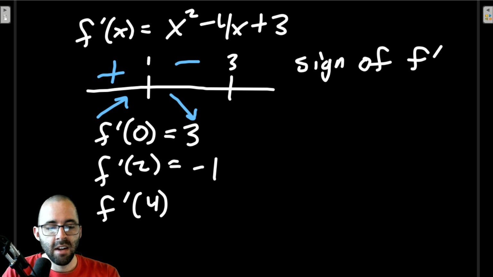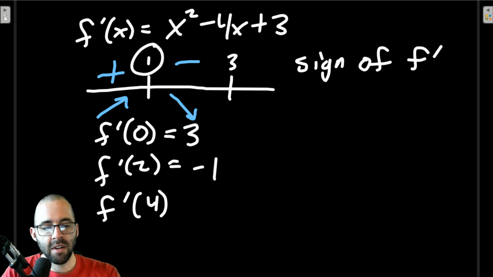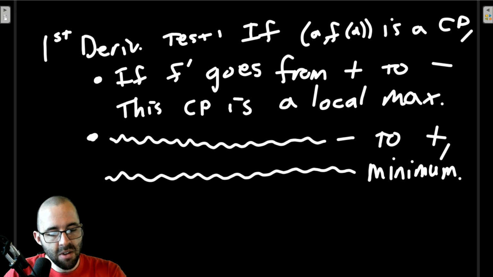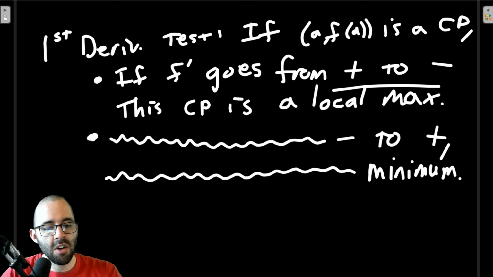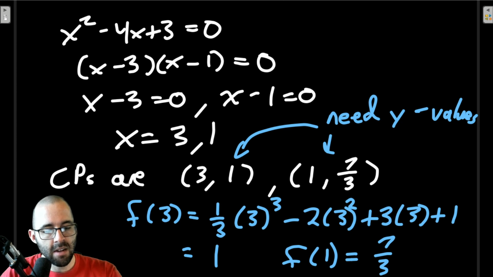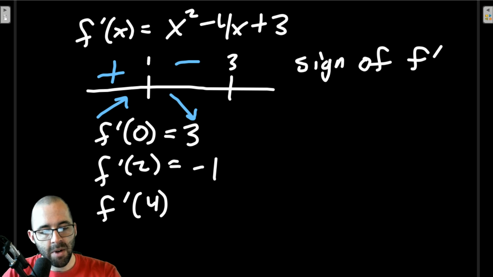So right off the bat, we know something about this critical point, because at this critical point, the function's going from increasing to decreasing. And that was our first derivative test. If the derivative goes from positive to negative, so if the function goes from increasing to decreasing, this critical point's a local max. Great. Let's keep on going.